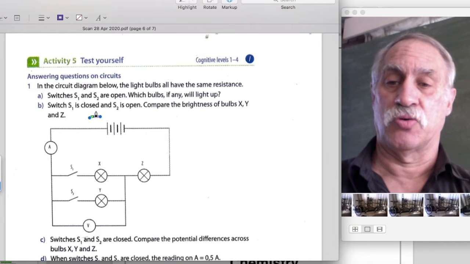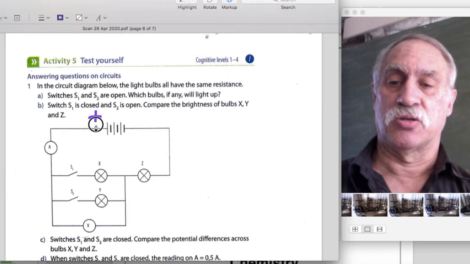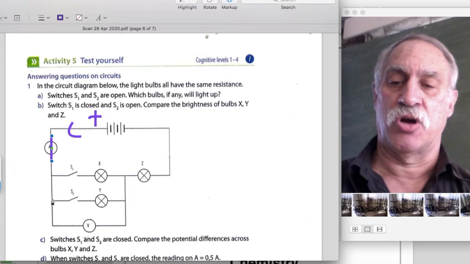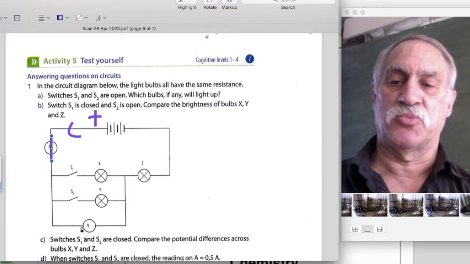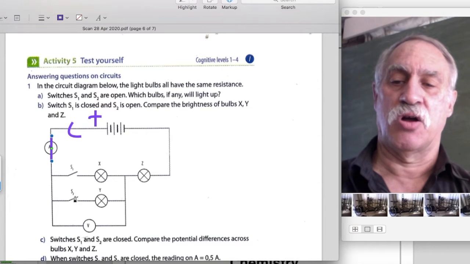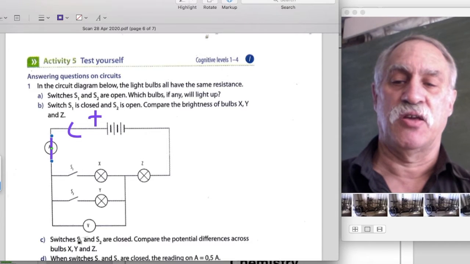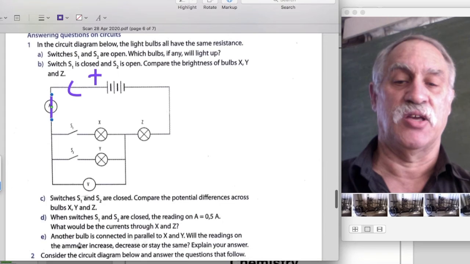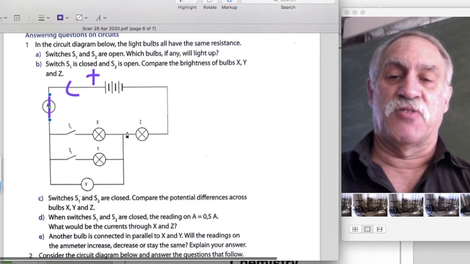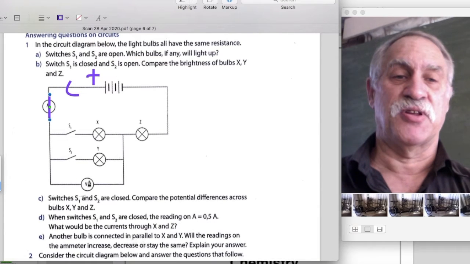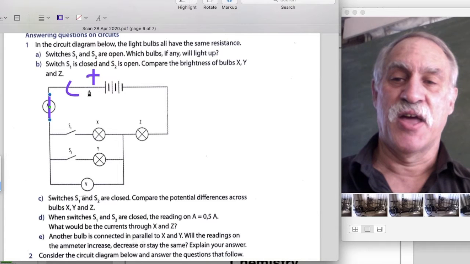Let's draw the positive side. If we take conventional current, there's the direction of the current. It goes right through our ammeter, which has got no resistance, and it comes up to our voltmeter and can't get through there, can't get through there, can't get through there. So do you think that if the current can't get through any of these, any of the bulbs will glow? Well, no current can get through it, so no bulbs will glow. Okay.